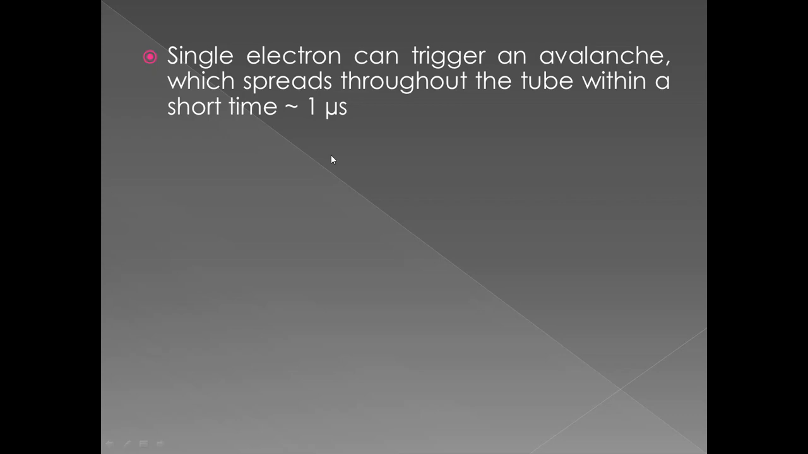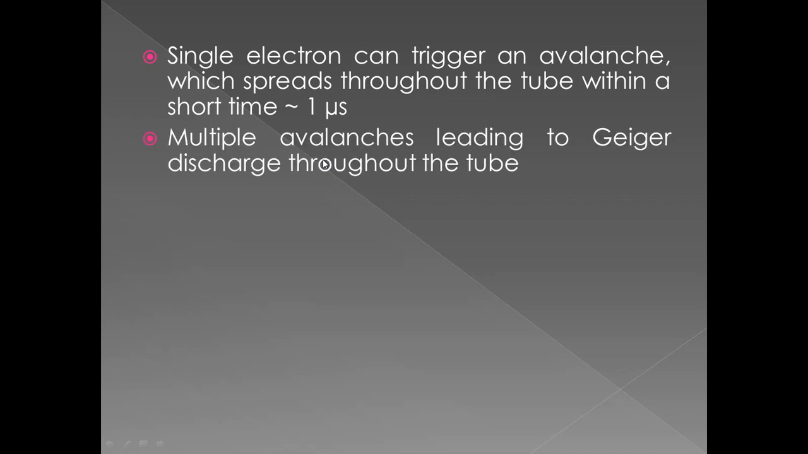So this total number of ions produced is now independent of the initial number of ions formed by the entering particle. So multiple avalanches lead to Geiger discharges throughout the tube. We call it the Geiger discharge. So a dense ion-electron cloud is produced.